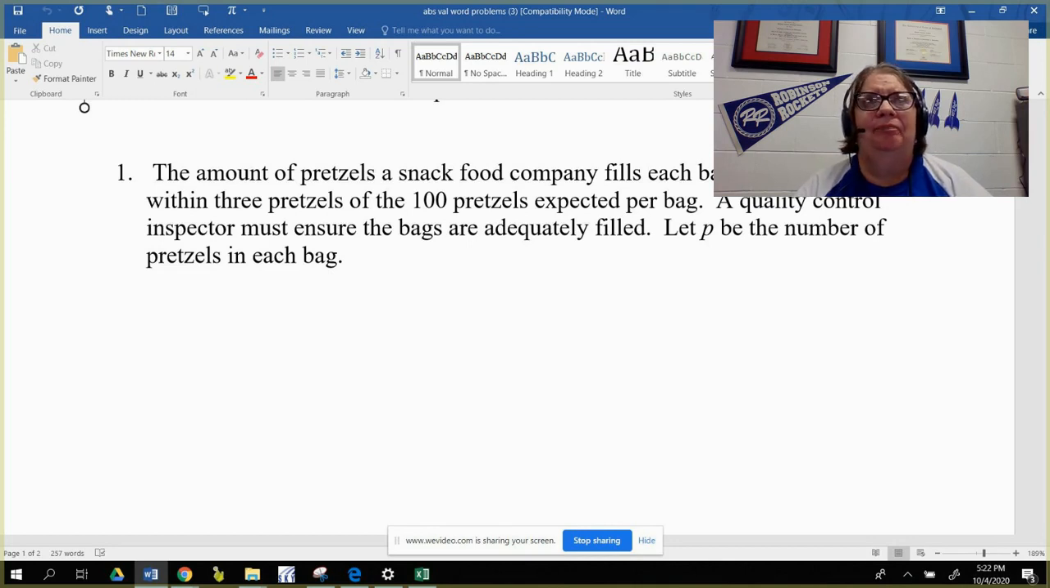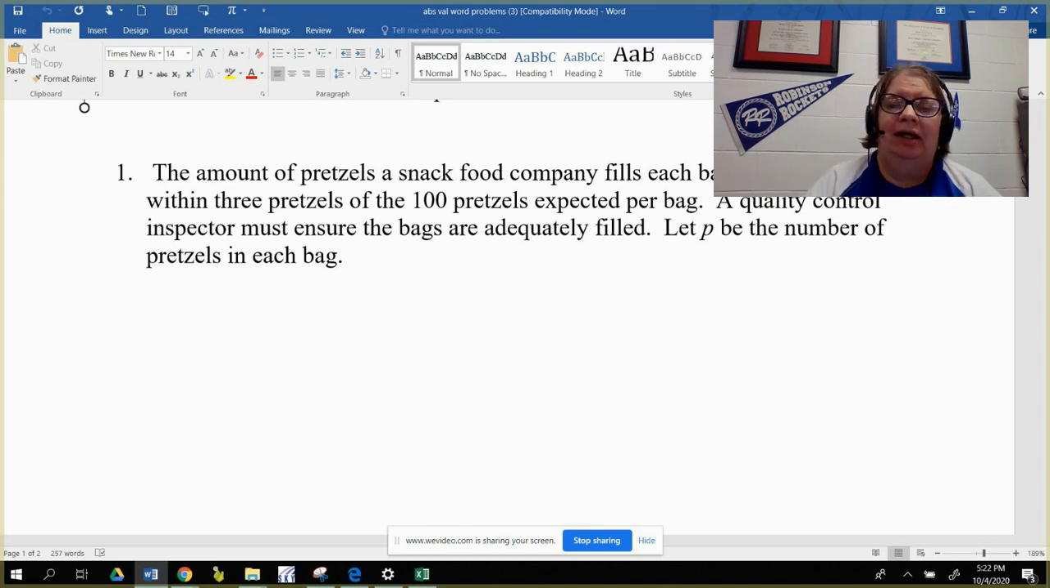If you're the company that's manufacturing these pretzels, if you're charging based on 100 pretzels and your machine is putting in 120 or 150 or 200, then you're going to lose money. Actually, if they're putting in 105 or 110, you're losing money. If they're putting in 103, you're losing money. So you want it to be as close to that 100 as you can. And this company has decided that the acceptable number within of that 100 is 3. So it can be as high as 3 over or as low as 3 under.